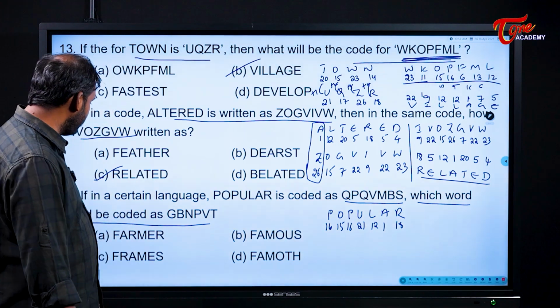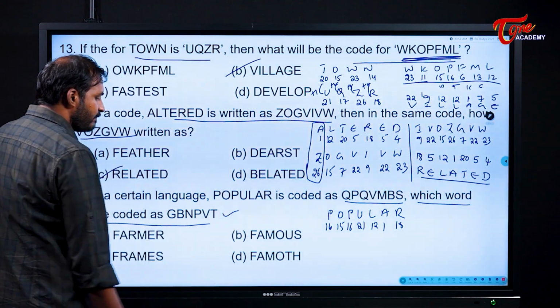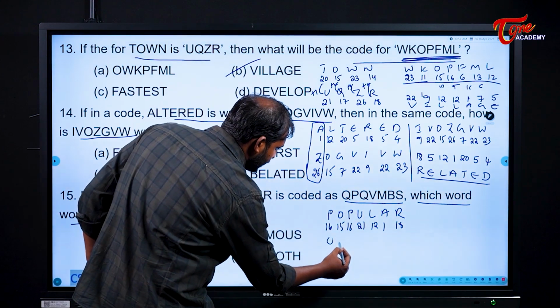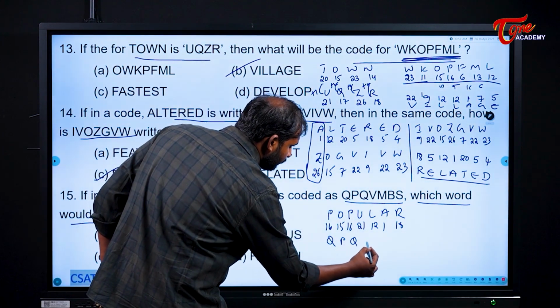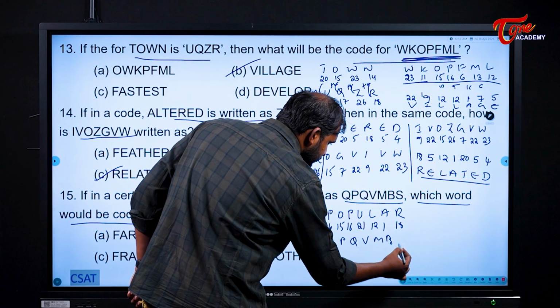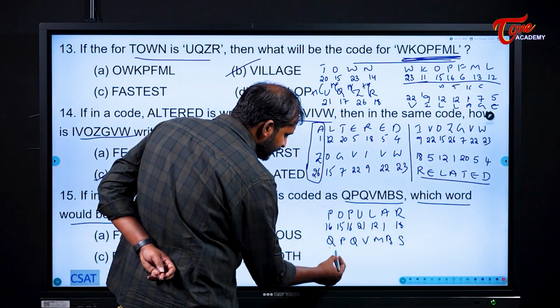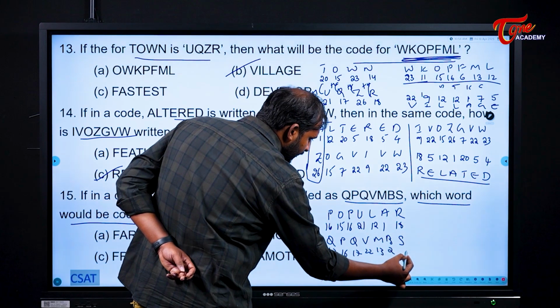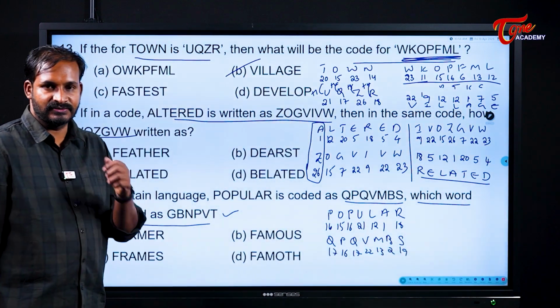Next, which word would be coded as GBNPVT? Popular, how is it coded? First we need to write this one, right? QPQVMBS. So what is the place value? 17, 16, 17, 22, 13, 2 and 19. So what is happening here? Plus 1, plus 1, plus 1, plus 1.